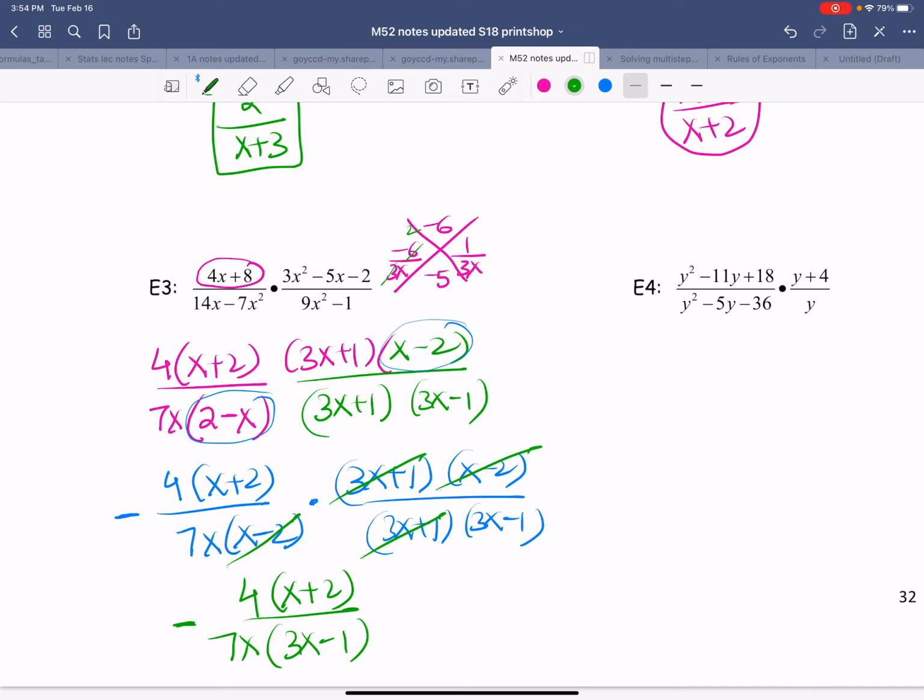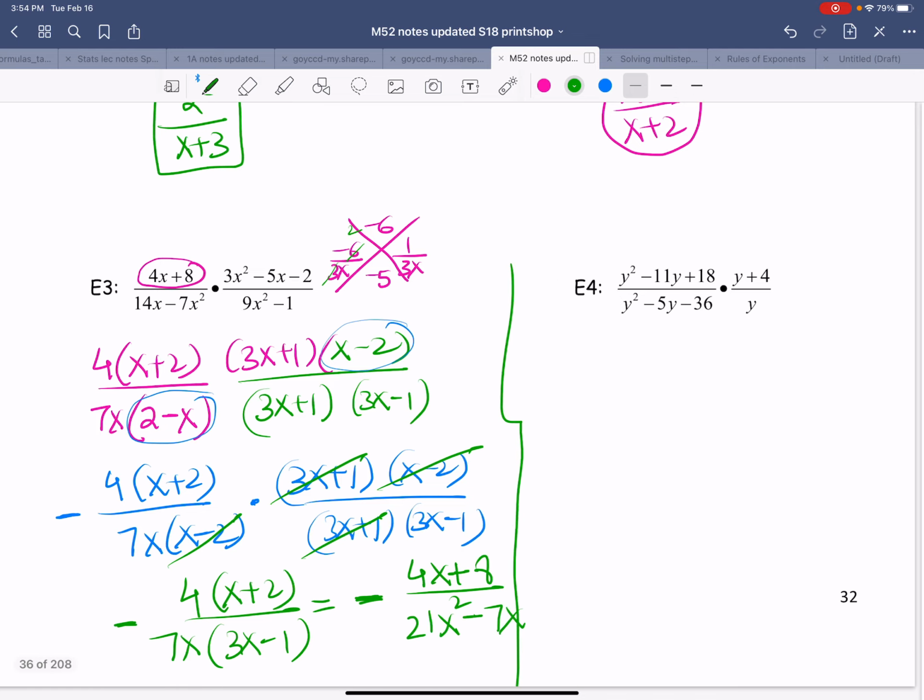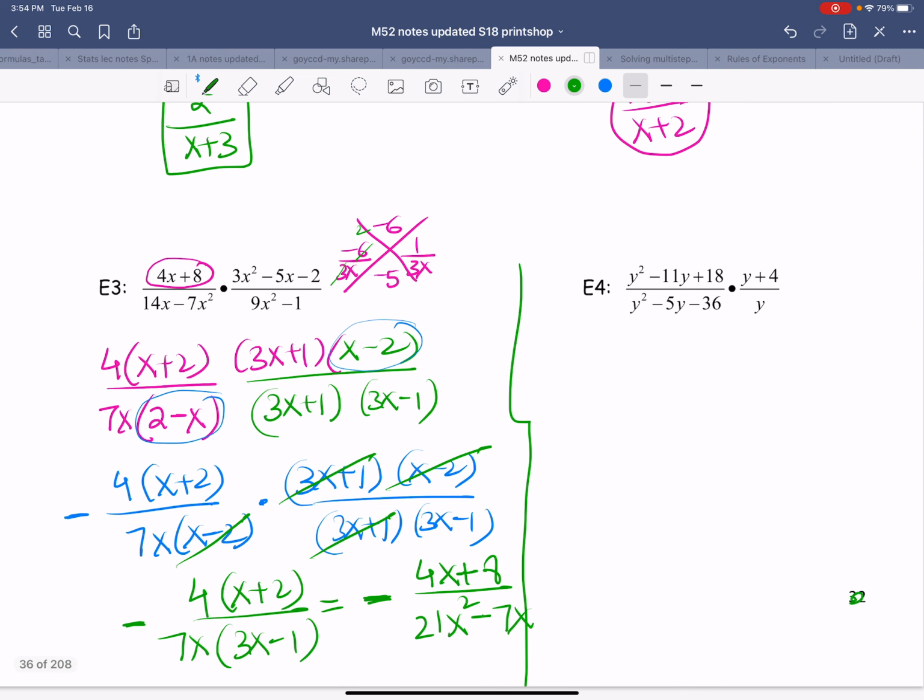And same thing with the denominator, we can distribute the 7x in there. So if you really want to change your answer, you can write it as 4x plus 8 divided by 21x squared minus 7x. Okay, let's look at another example of multiplying rational expressions. Here is example number 4.